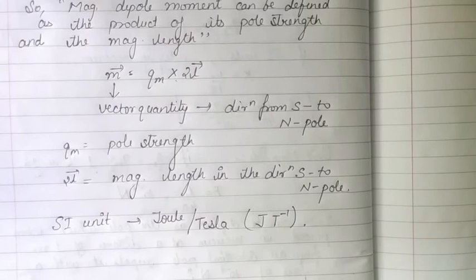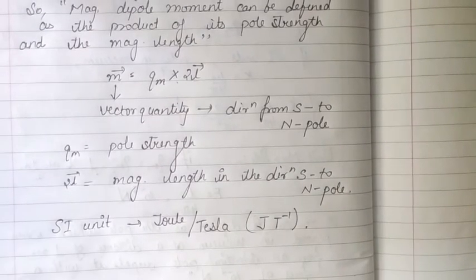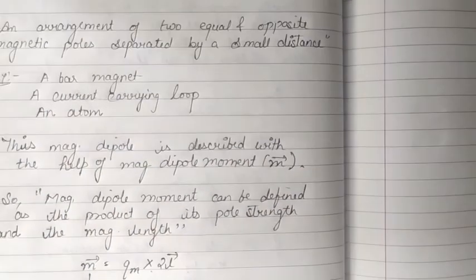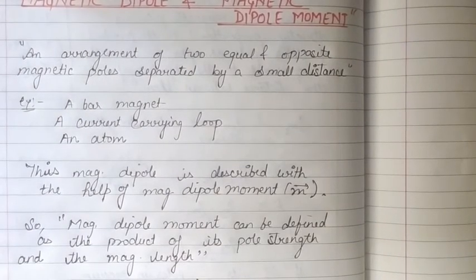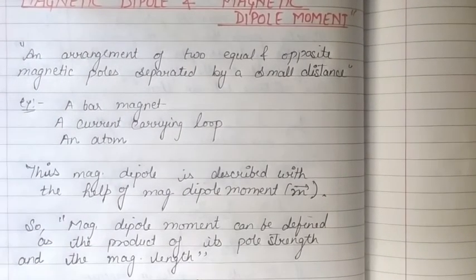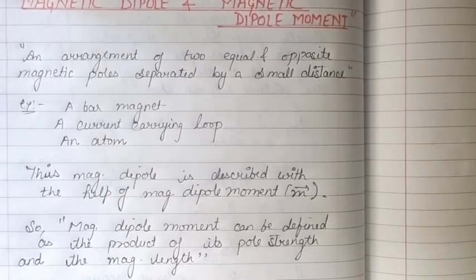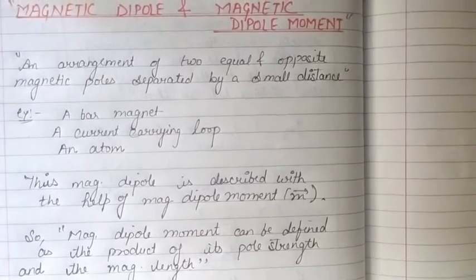So this was the magnetic dipole and magnetic dipole moment. A magnetic dipole is the arrangement of two equal and opposite magnetic poles separated by a small distance, and it is described with the help of the magnetic dipole moment, which is defined as the product of its pole strength and magnetic length.